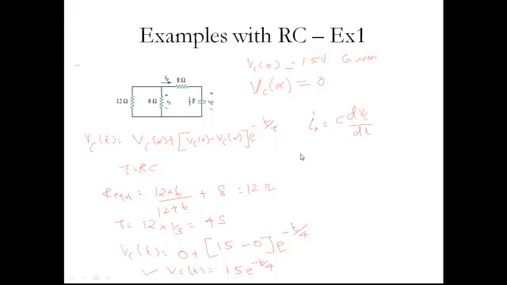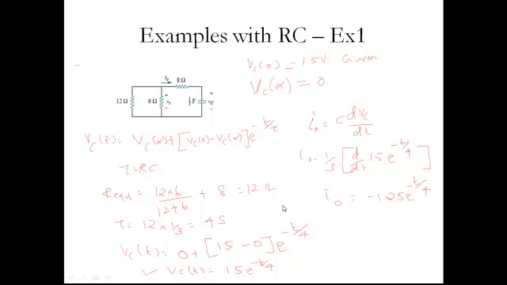You know C is nothing but 1 divided by 3. So you have to differentiate the equation which is having Vc, that is 15 e power minus t divided by 4. If you differentiate this equation, you will get I0 is equal to minus 1.25 e power minus t divided by 4.